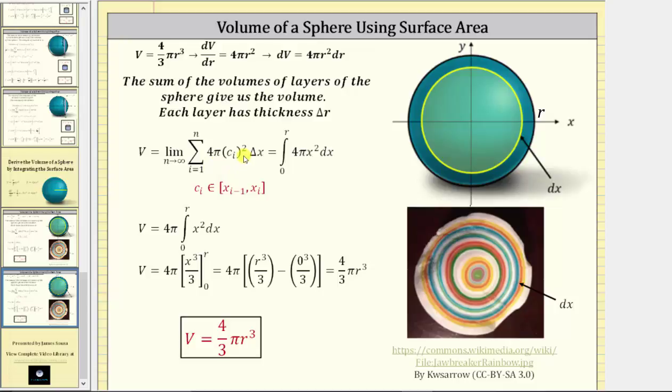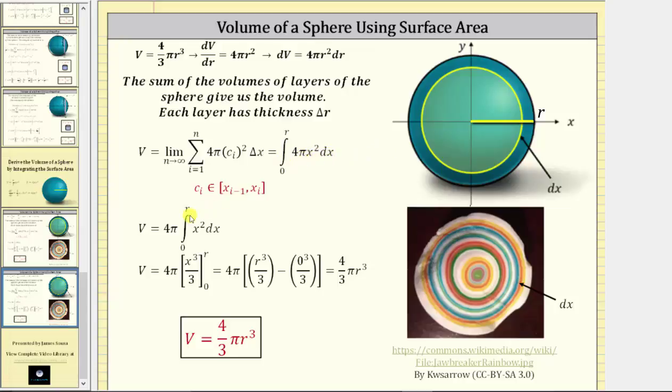And now if we let the number of layers approach infinity, or in this case n approach infinity, we have the limit as n approaches infinity of the sum from i equals 1 to n of 4 pi times the square of c sub i times delta x, which indicates as the number of layers approach infinity, the sum of the volumes of the layers approach the total volume of the sphere. And we should recognize the limit of this sum is equal to the definite integral from 0 to r of 4 pi times x squared dx. So this integral is equal to the volume of the sphere.